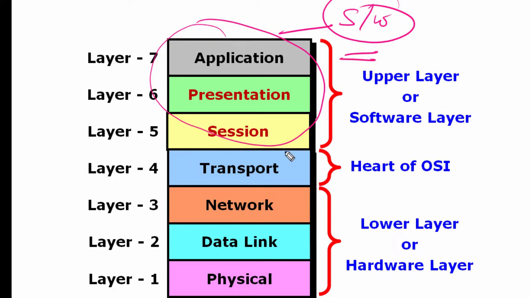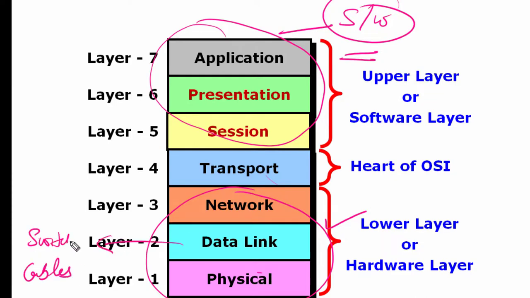But in network, data link and physical, there are devices that are used at each and every layer. At the physical layer, you are going to use cables. At the data link layer, you are going to use switches. At the network layer, you are going to use a router. So this is the overview of the OSI model.